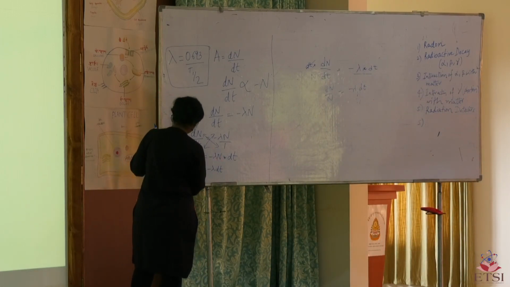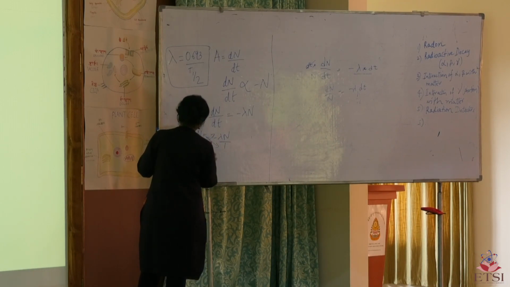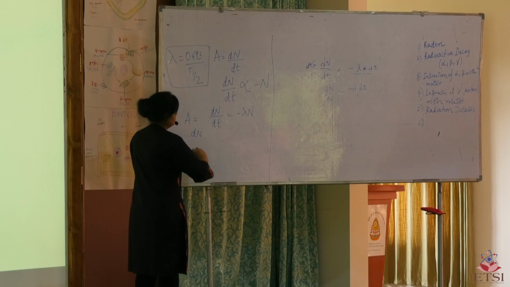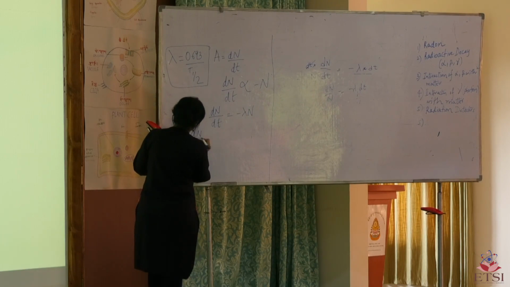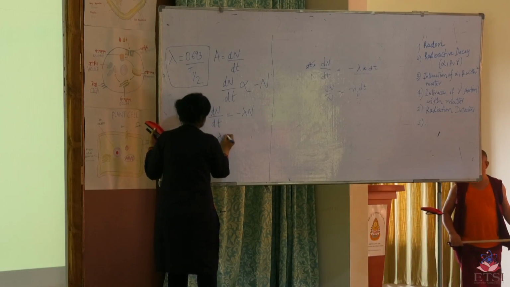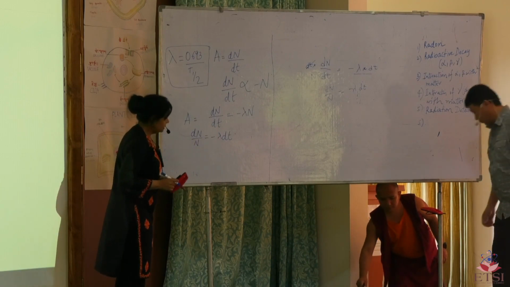Okay, so I'm just going to remove this and write the same thing here. So now dn over n equals minus lambda dt, right? It's the same that he explained here.